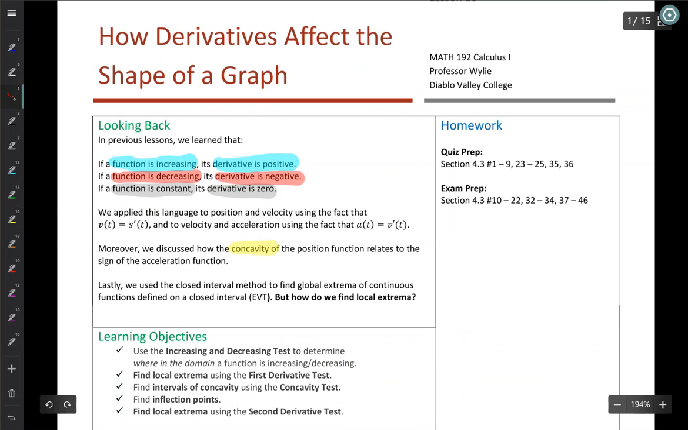And we've also talked about the shape of a graph in terms of maximums and minimums. We've found maxes and mins, local and global, graphically. And then we've found absolute or global max and mins, extrema, using our closed interval method, which is a consequence of our extreme value theorem. But we don't have an analytic way. We only have a graphical way for finding local extrema.